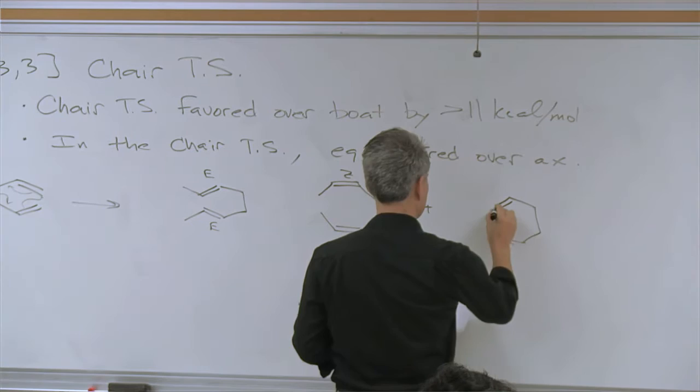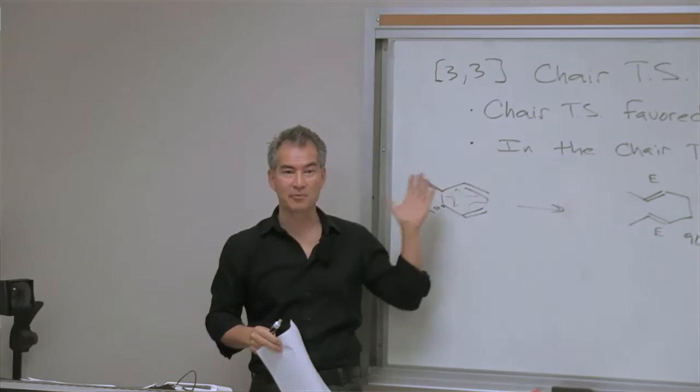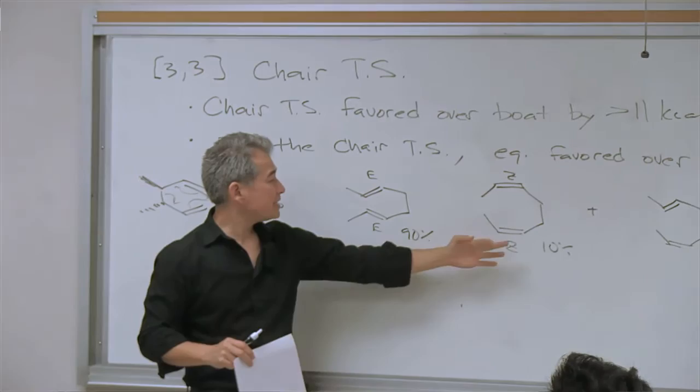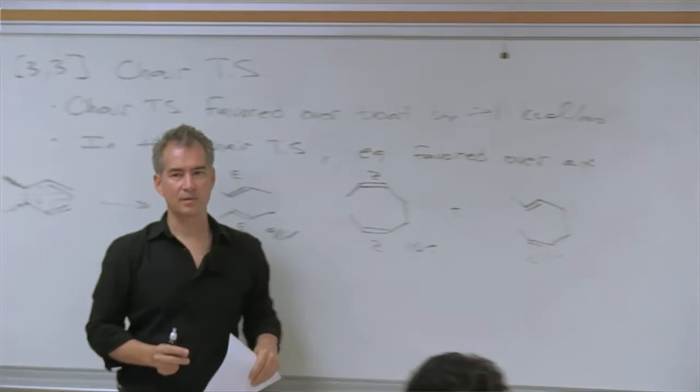So the actual ratios, if you run this reaction to low conversion before it has a chance to go backwards, right? This is an equilibrium reaction. What you'll find is that kinetically, you'll get a 90-10 ratio of the trans product versus the double cis product. And you get none of this, or at least none detectable, less than 1%, of this mixed one where it's E and Z. So let's take a look at the transition states.